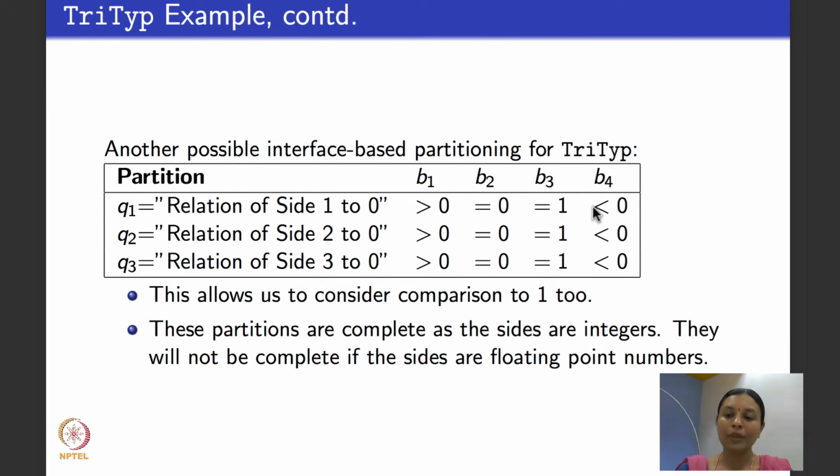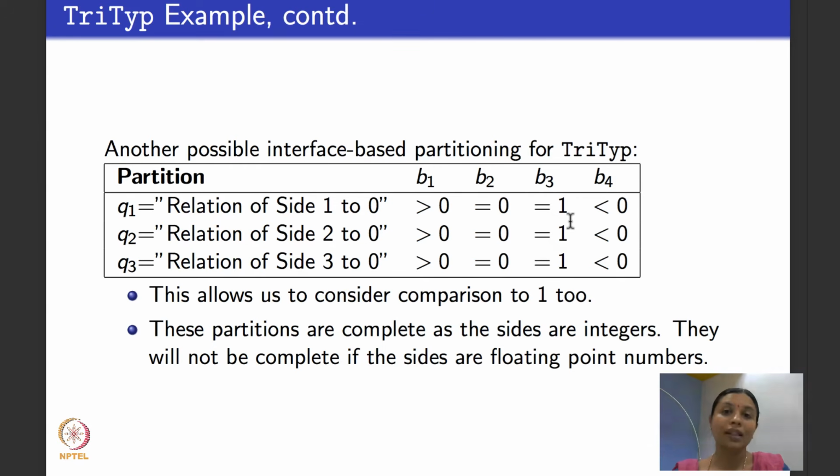In this case, there will be 4 test inputs: one for side 1 greater than 0, one for side 1 equal to 0, one for side 1 equal to 1, and one for side 1 being a negative number. Similarly for side 2, similarly for side 3. Now, another subtle point to observe: the input to the program TriTyp was 3 integers. All 3 sides were integers, and these partitions are valid provided the 3 sides are integers.